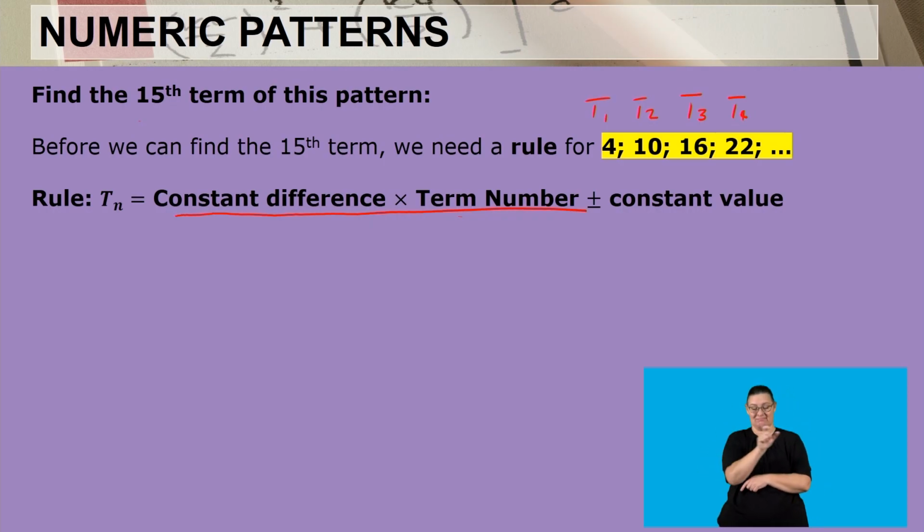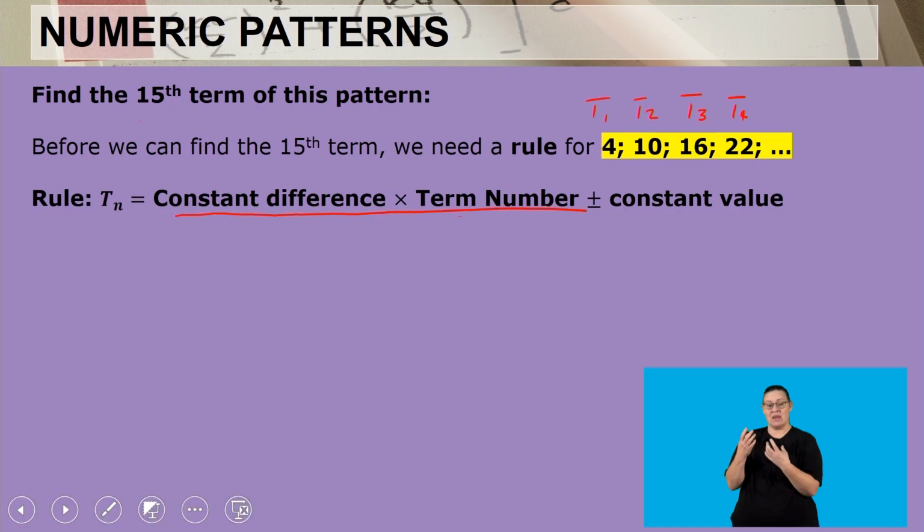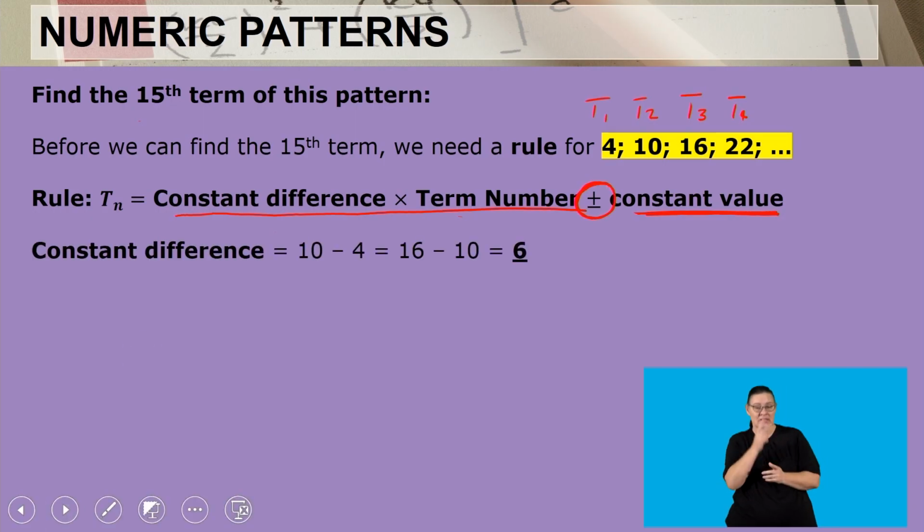But for us to be able to find any term here, we are going to take the constant difference, which we have identified as 6, and we are going to multiply it by a term number. And in the end, we need to find a constant value that we are going to add or subtract for us to form that rule. Let's see how we are going to do this.